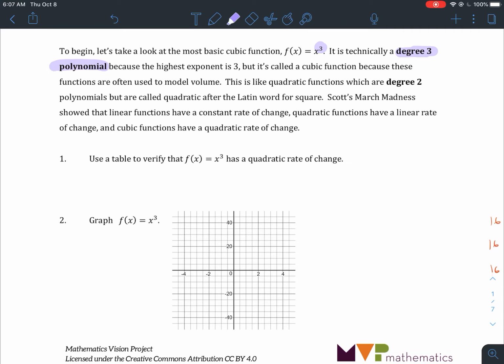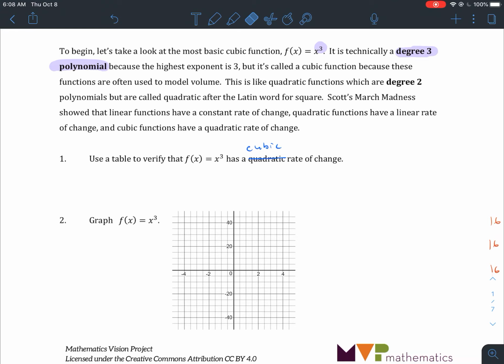All right, so the first problem tells us, use a table to verify that f of x equals x cubed has a quadratic rate of change. I think they're saying a cubic rate of change, actually. It's interesting. This is from the company. I would say a cubic rate of change. It shouldn't have a quadratic because it's not a quadratic. All right, so let's go ahead and make a chart to see what rate of change x cubed has.